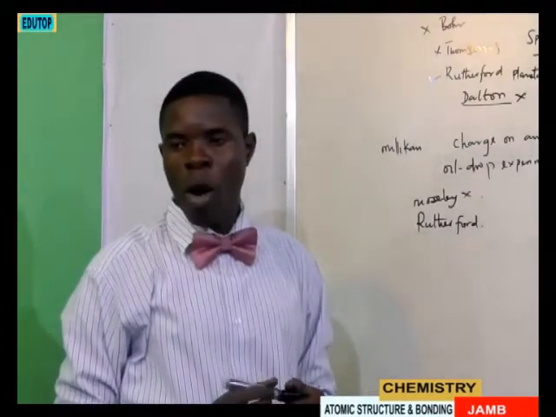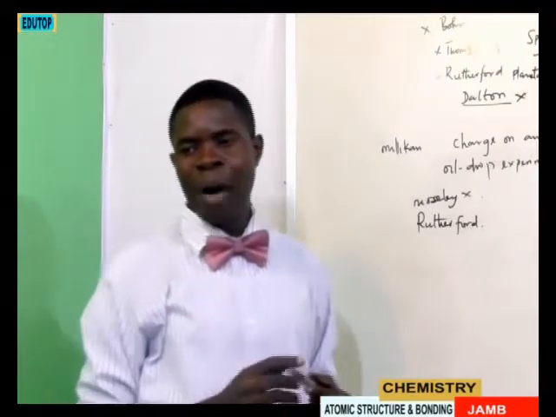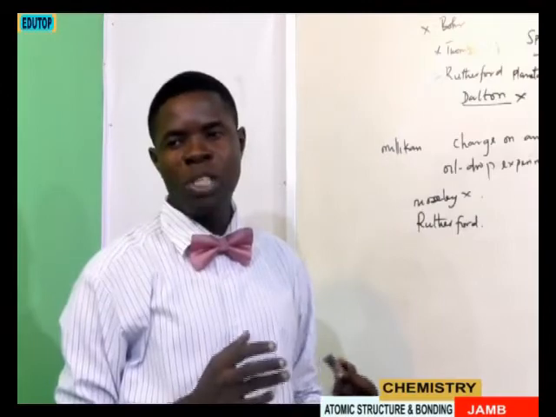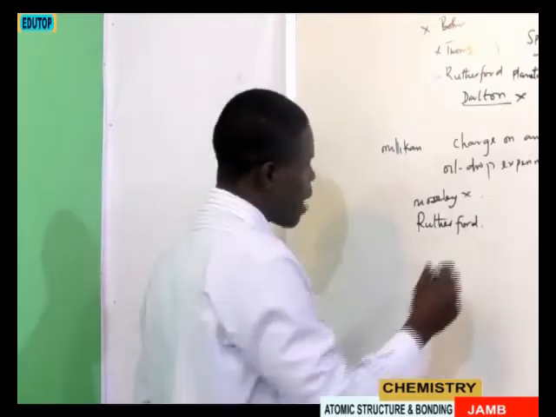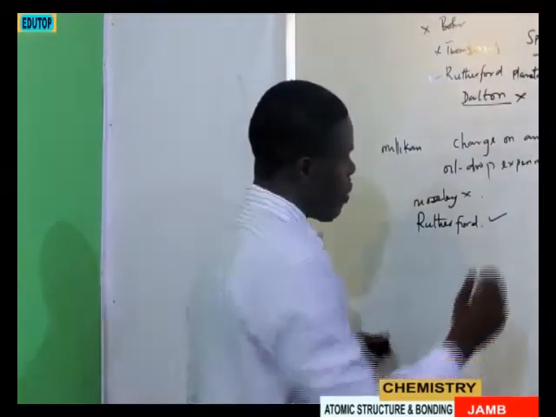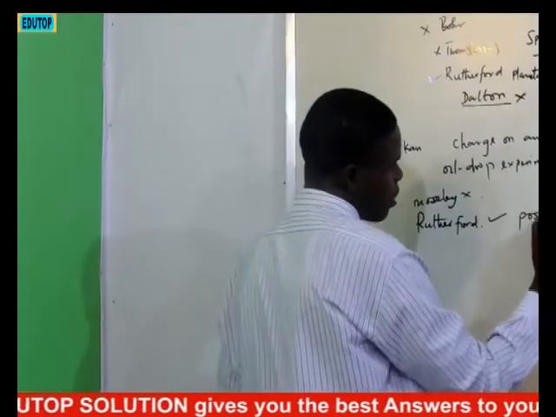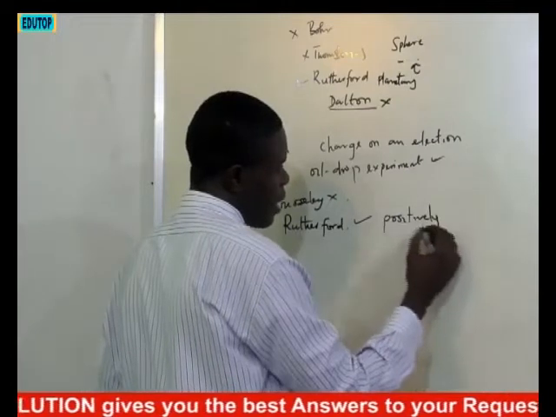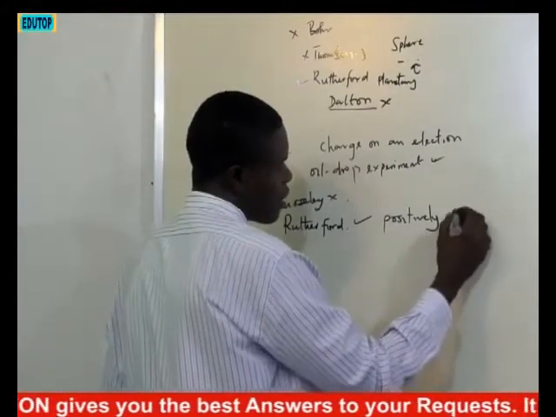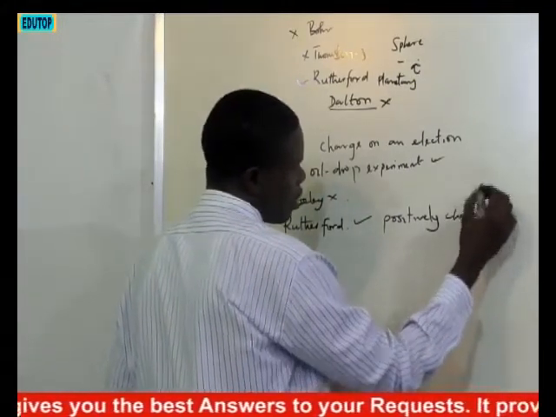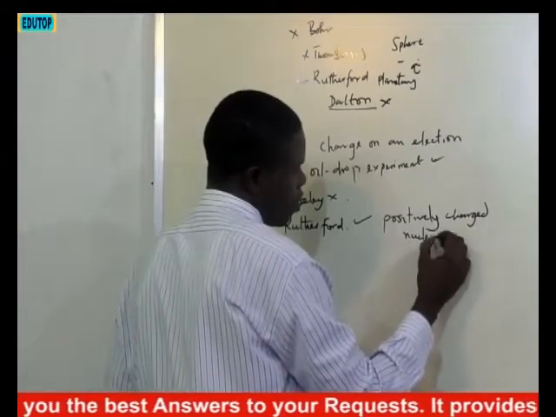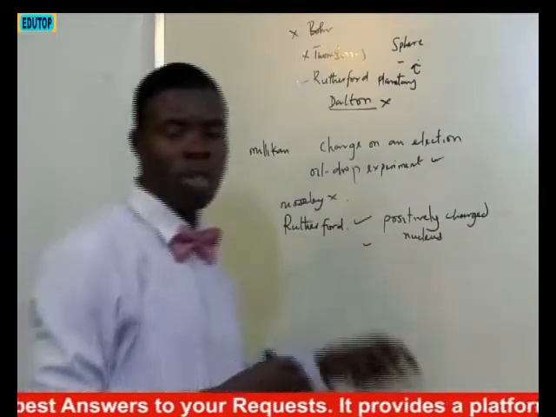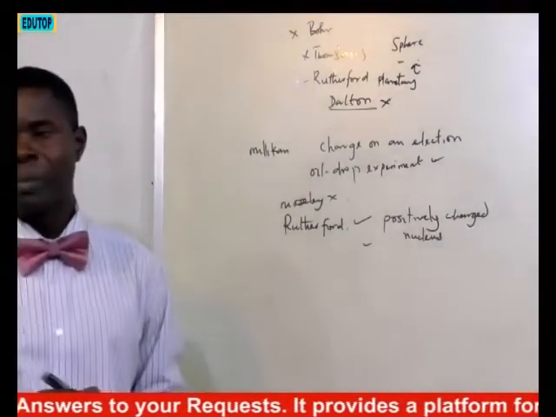Rutherford worked on characterizing them as tiny positively charged particles, positively charged particles in the nucleus. It was first carried out by Rutherford. I explained in the last lesson that the positively charged nucleus was first carried out by Rutherford. We worked on that first concept.